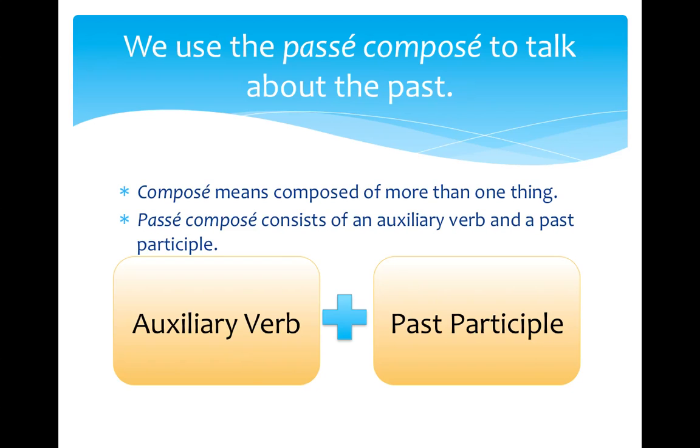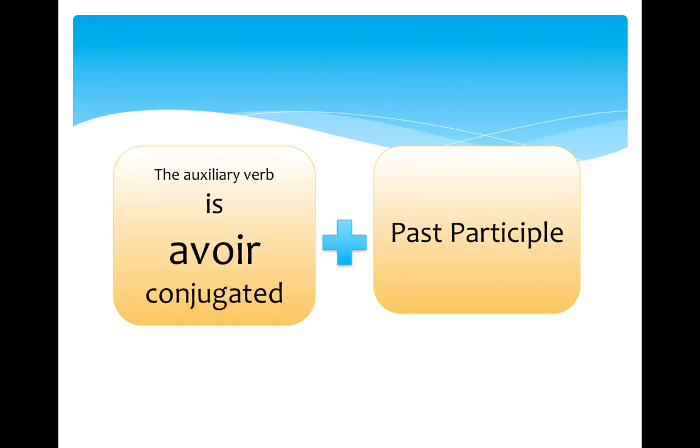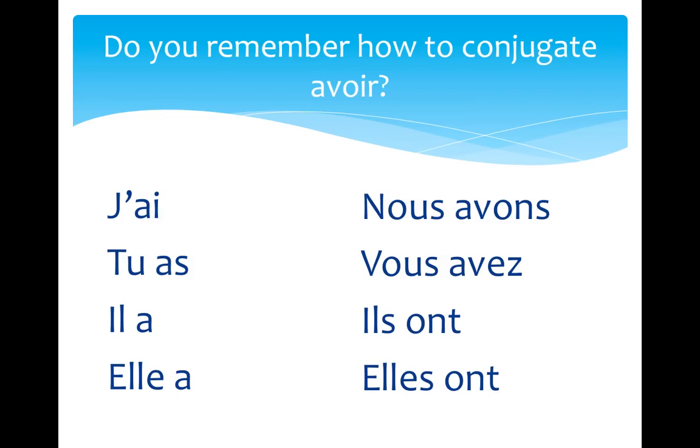The passé composé consists of an auxiliary verb and a past participle. There are two parts to the passé composé. Tonight we're going to learn about the auxiliary verb avoir. So we're going to have avoir conjugated plus a past participle. Do you remember how to conjugate the verb avoir? Let's do it. Repeat after me. J'ai, tu as, il a, elle a, nous avons, vous avez, ils ont, elles ont.